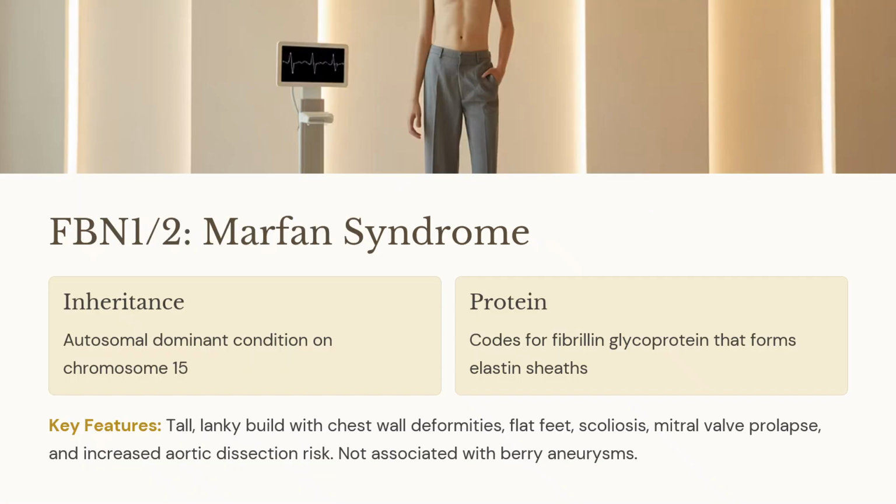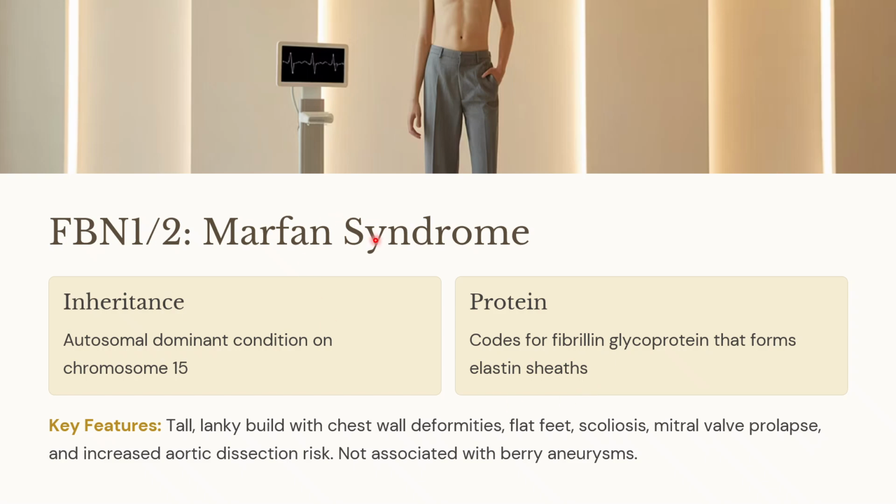So we'll start with Marfan syndrome, where the defect is in the FBN1 gene. It is an autosomal dominant inheritance pattern on chromosome number 15. So how will they present? They will present with a tall, lanky build with chest wall deformities. The feet will be flat. They can have scoliosis of the spine. They can have a mitral valve prolapse, and aortic dissection risk is present.